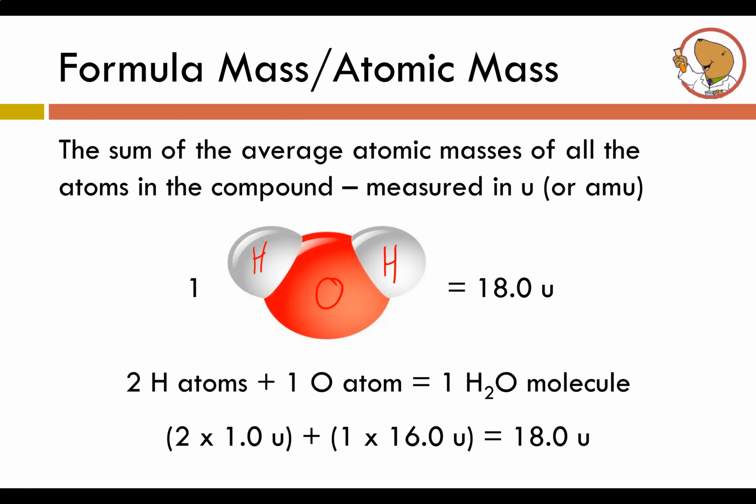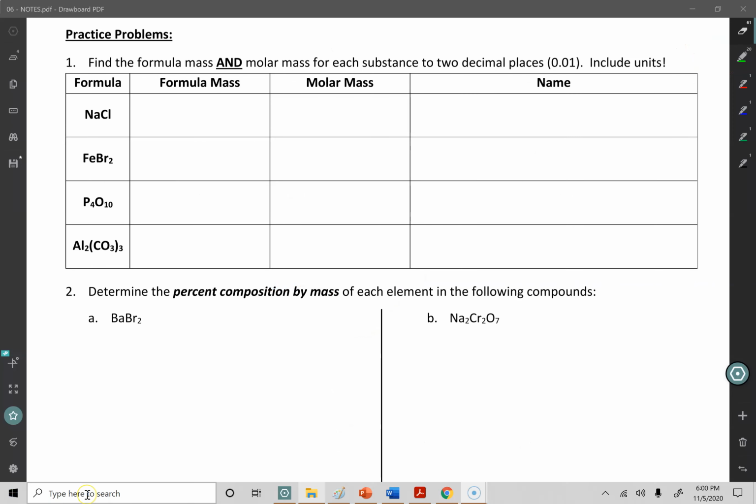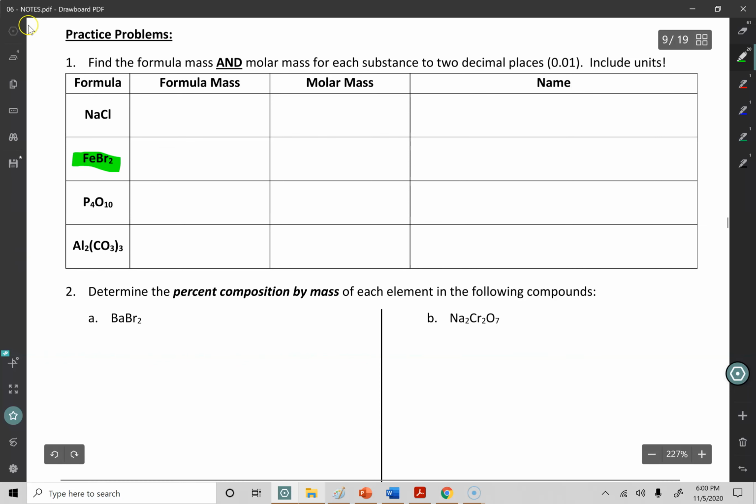Let's try out some practice problems. All right, so we're into the practice problems, and I want to go through FeBr2 together. In order to find the formula mass or the atomic mass, again, remember those are just two different ways of saying the same thing, I need to use the periodic table to find the average atomic mass of, in this case, iron and bromine. So let's take a quick look and do that now.